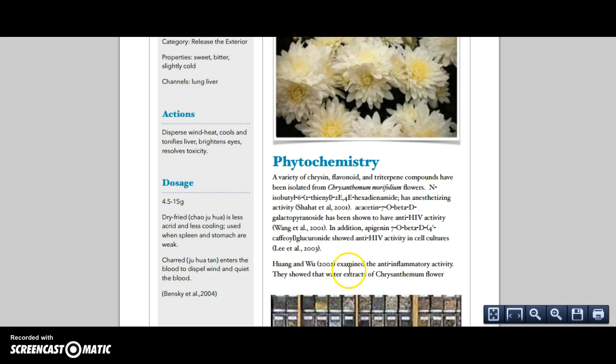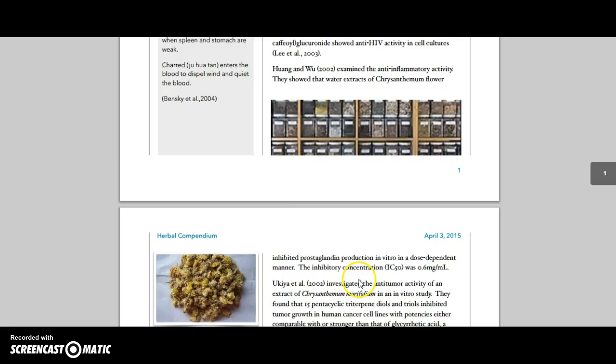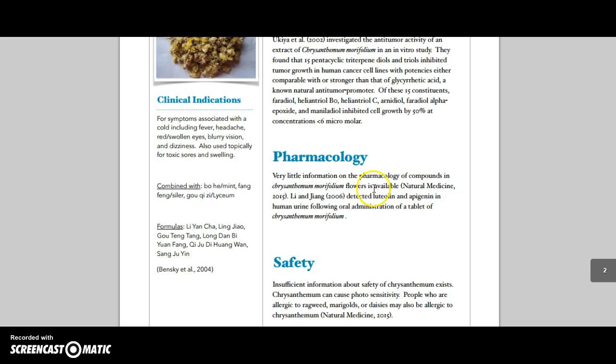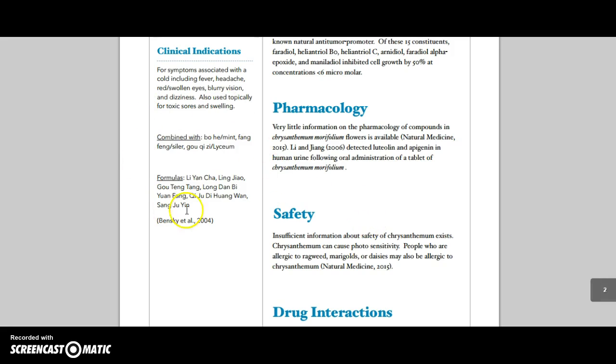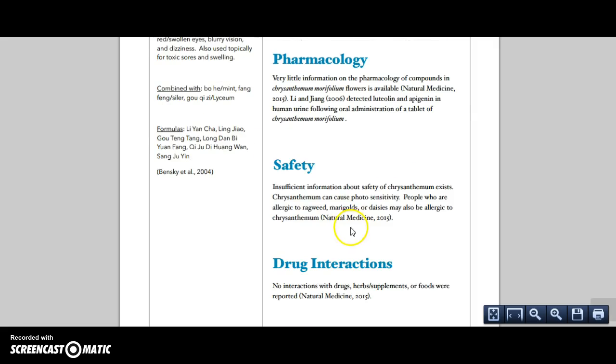Phytochemistry, so primary constituents, secondary metabolites in this plant. Pharmacology, so pharmacokinetics and pharmacodynamics. There's not much on chrysanthemum, but you can find some. Again, more common formulas from the Chinese perspective. Clinical indications, safety, and herb-drug interactions, none were reported for this plant.